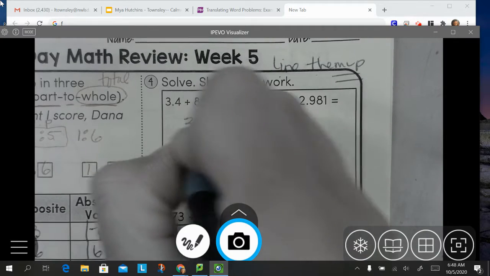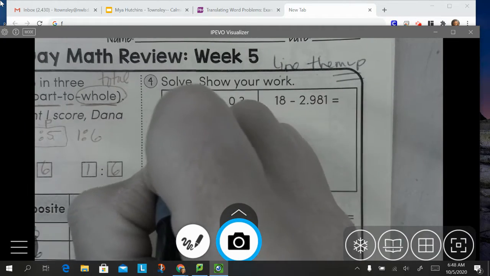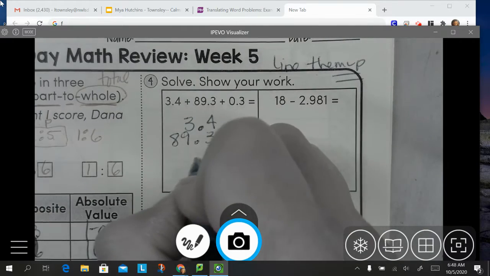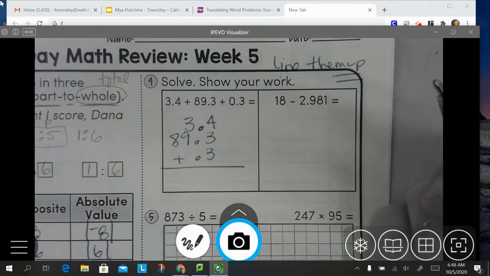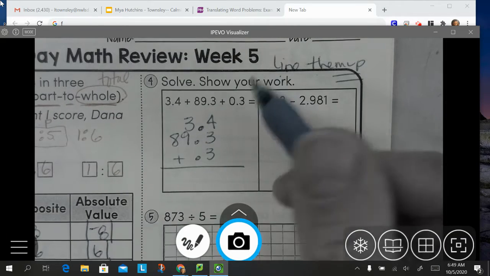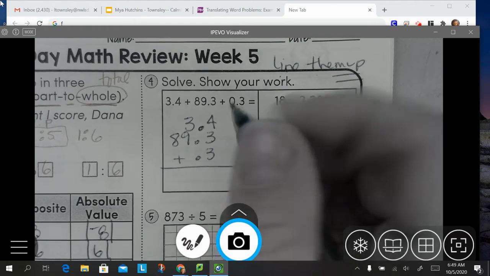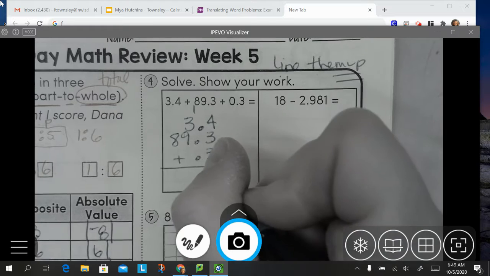All right, so you have 3.4, or 3 4/10, and you have 89.3, or 89 3/10, and you have 0.3, or 3/10, okay? And you notice I lined them up, so easily I can go ahead and add. 4 plus 3 is 7, plus 3 more is 10. Carry your 1. Bring down the elevator, decimal.